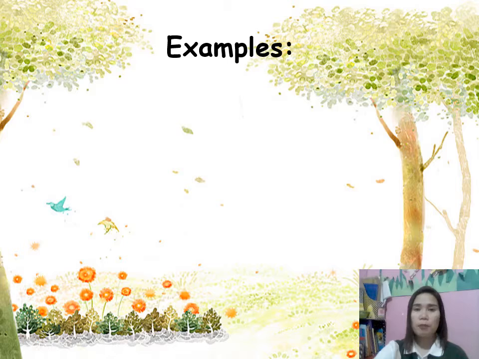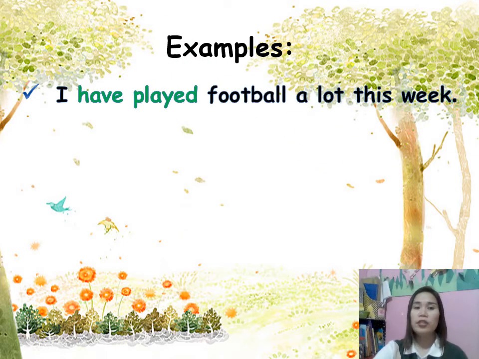Here are some sets of examples. First, I have played football a lot this week. Have played is the present perfect tense of the verb. It means that the action started in the past and is still ongoing, still happening at the present. He is still playing football until now.